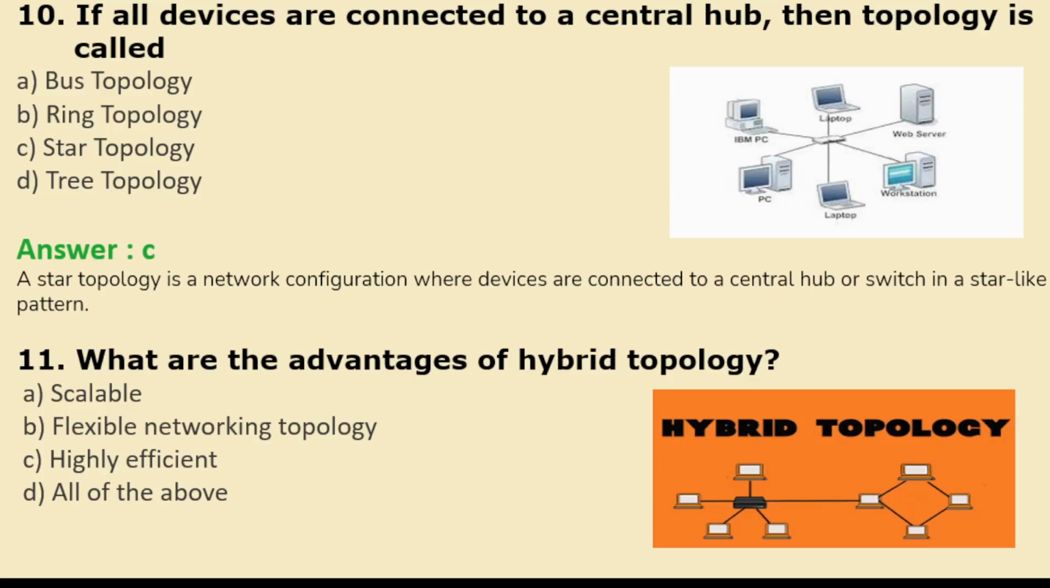Question number 11. What are the advantages of hybrid topology? A. Scalable, B. Flexible network topology, C. Highly efficient, D. All of the above. So the correct answer is D, all of the above. What does hybrid topology mean? It means it can contain a combination of other topologies like bus topology and ring topology. As you can see in the diagram here, it has star topology as well as bus topology.